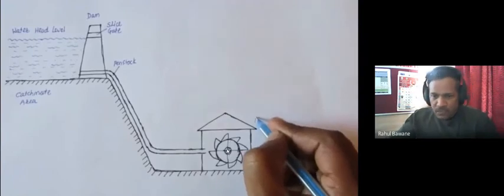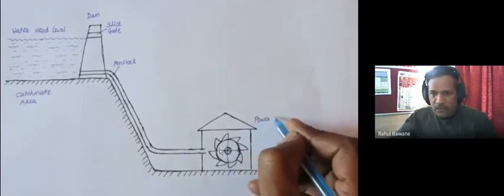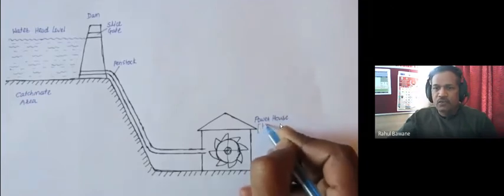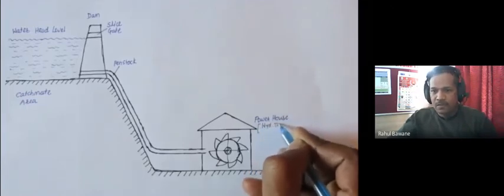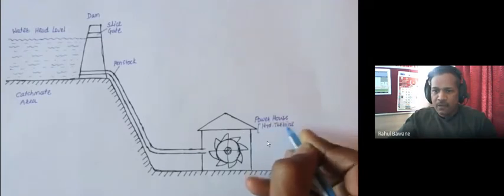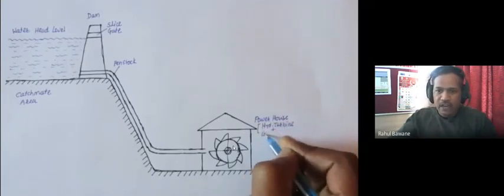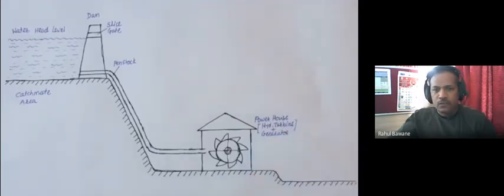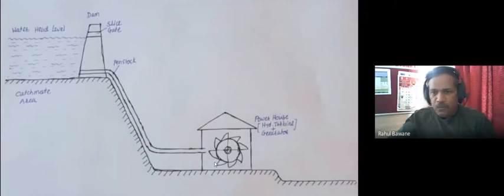It is not possible to show the generator because it will overlap this turbine. So it is installed in a house that is called a powerhouse. In the powerhouse, there is majorly a hydraulic turbine which is coupled with a generator. So if this turbine rotates, this shaft will move. The shaft rotation is provided to the generator. So if the generator is rotated, then it will produce electric power.